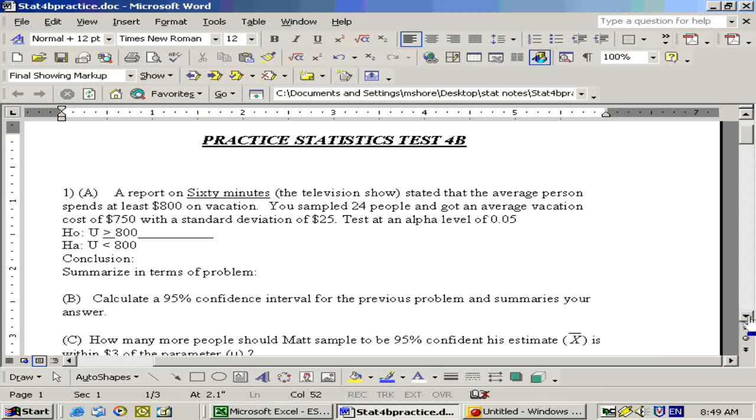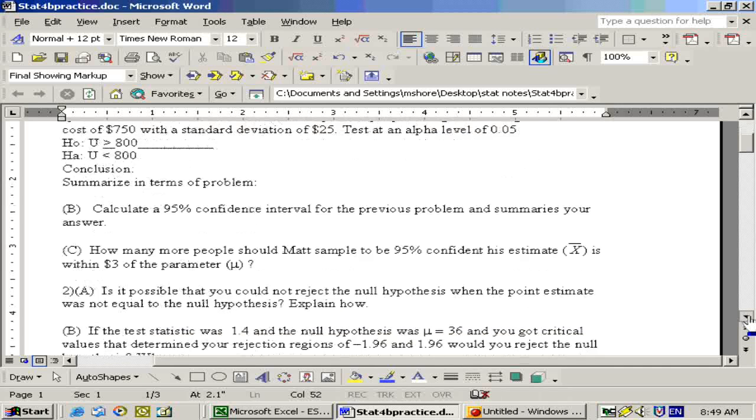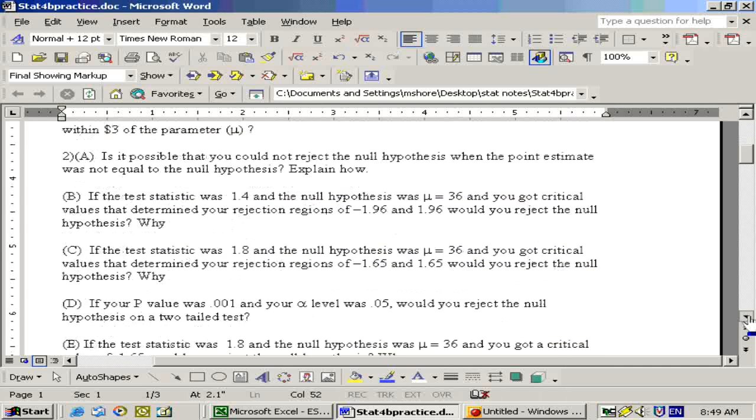So let's go to problem 2. Problem 2 are some problems that you really need to think about without Excel. It says, is it possible that you could not reject the null hypothesis when the point estimate was not equal to the null hypothesis? Yes, you could.